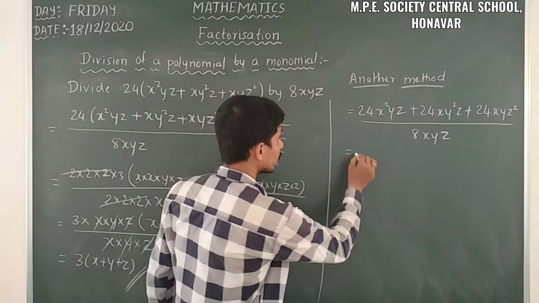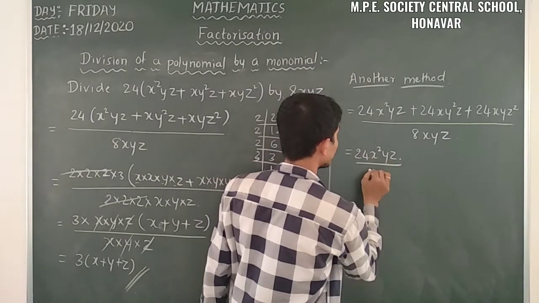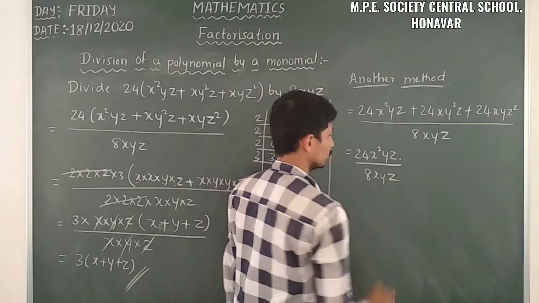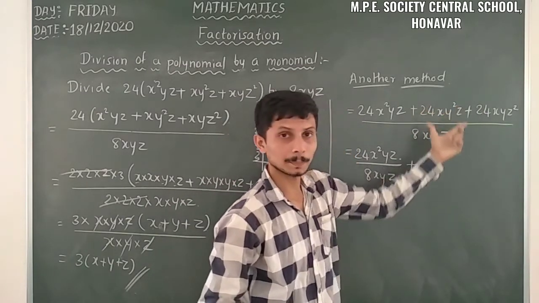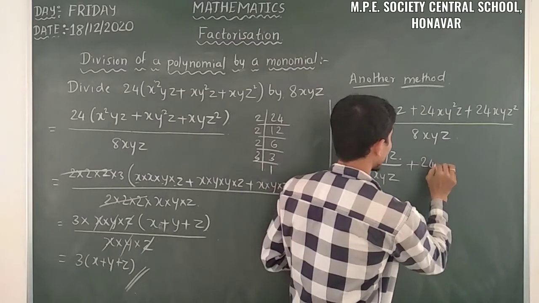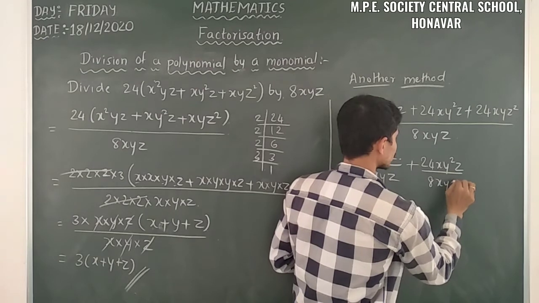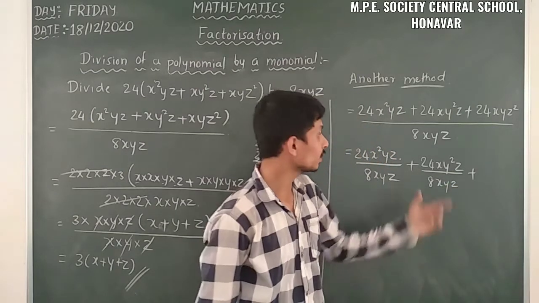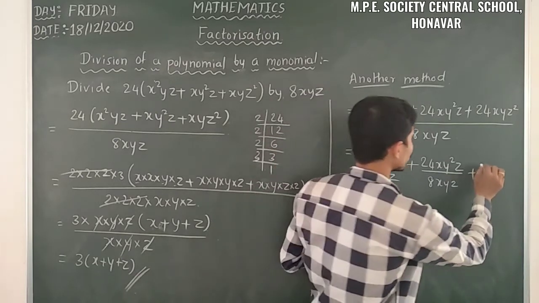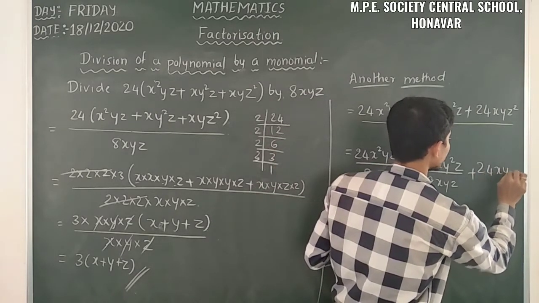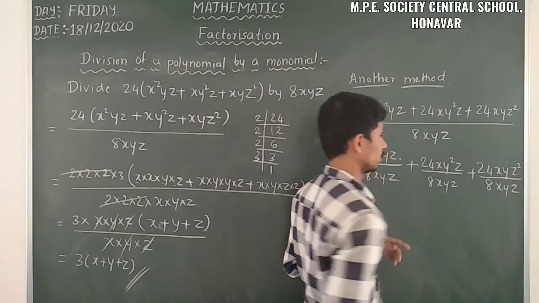That is 24x²yz divided by 8xyz, and then plus. Then here also we can separate. That is 24xy²z divided by 8xyz plus. Then this denominator belongs to this term also. That is 24xyz² divided by 8xyz.